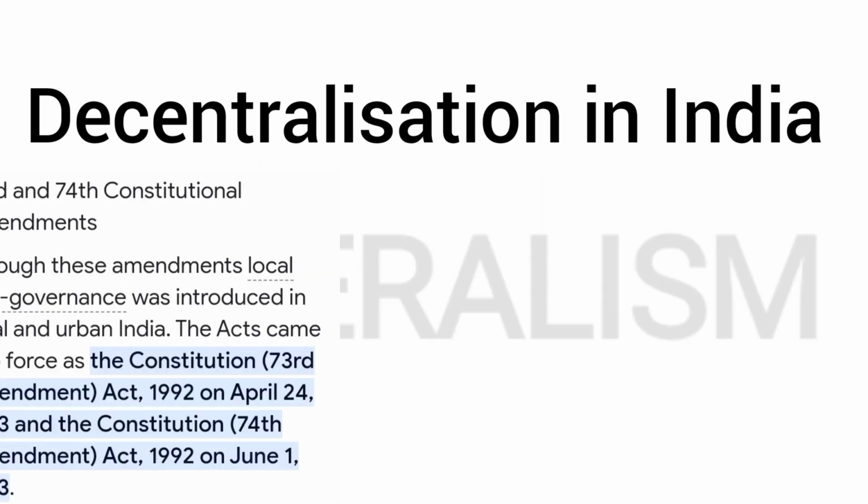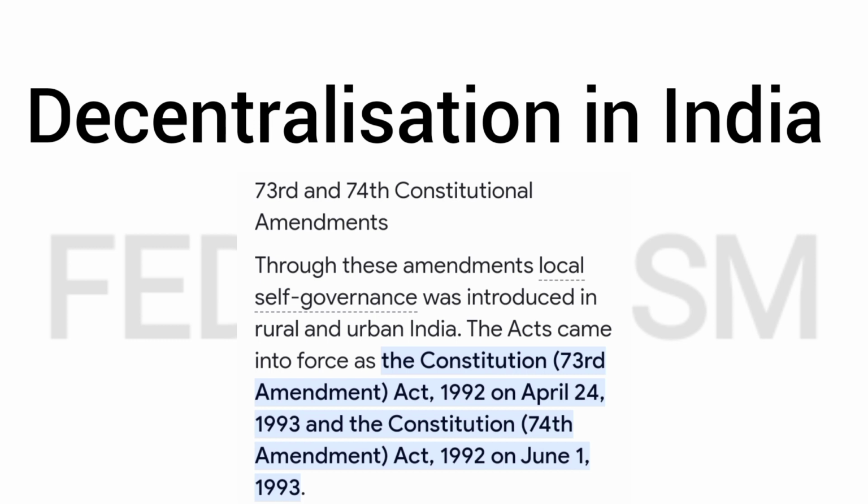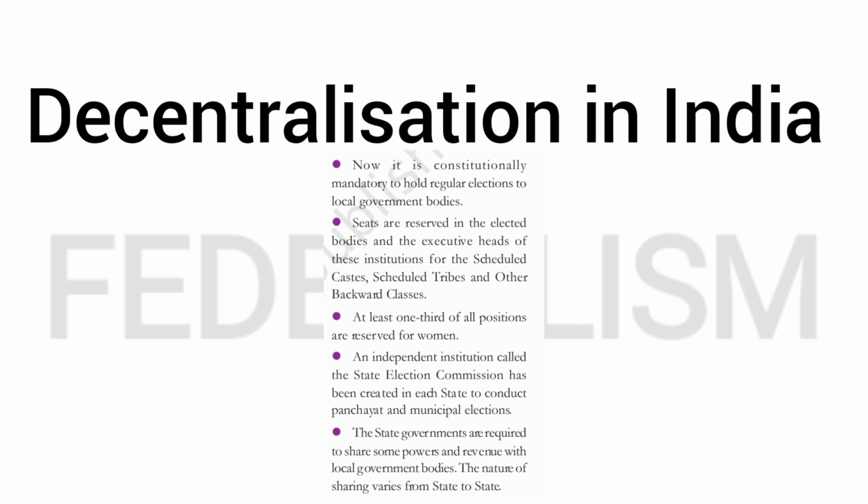Before 1992, local bodies were directly under the control of state governments. Due to this, elections were not held on a regular basis and the local bodies did not have any resources or powers of their own. But after 1992, the constitution was amended to make the third tier of democracy more powerful and effective. The amendments made it mandatory to hold regular elections to local government bodies.